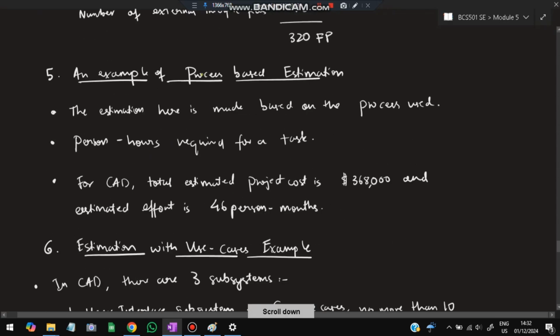An example of process based estimation. This is the next type of estimation. Estimation here is based on the process used; based on which process we are using, the estimation is made. Person hours required for a task define whether the process is good or not. For CAD, the total estimated project cost is 368,000 and the estimated effort is 46 months. These two metrics are provided by process-based estimation, and we can judge if the quality is good or not.